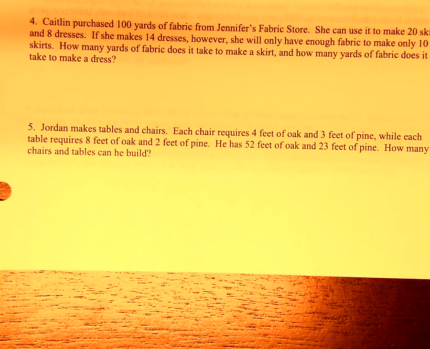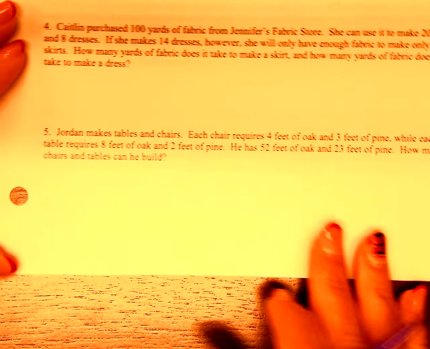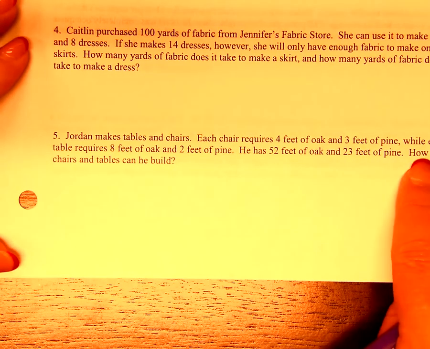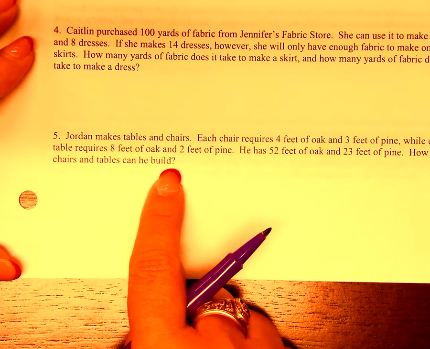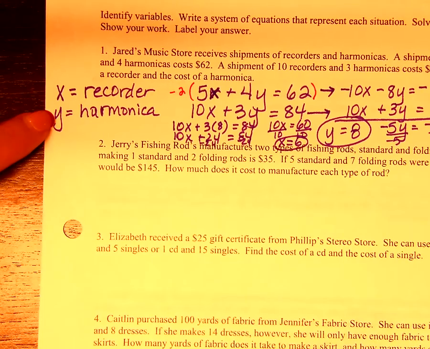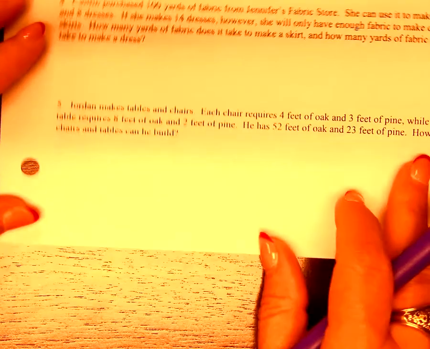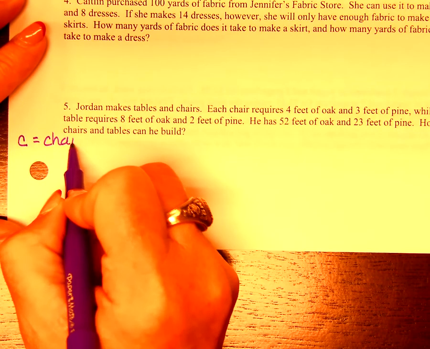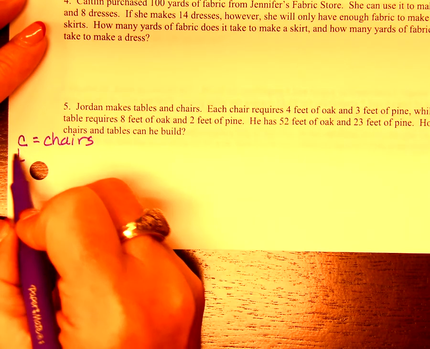Where am I looking first? I've got to identify my variables, and where do I look for that? Last sentence, okay? How many chairs and tables can he build? So what should my variables be? Chairs and tables. Now, last time we used X and Y. Are you okay with this time trying out meaningful variables? If we do that, what are my variables that I'm going to use? So C for chairs, the number of chairs, right? And T for the number of tables.